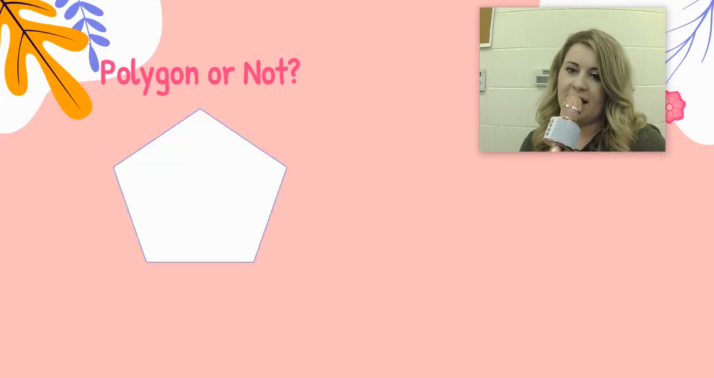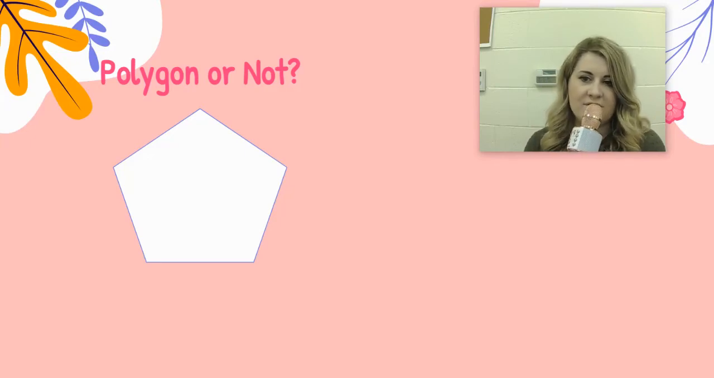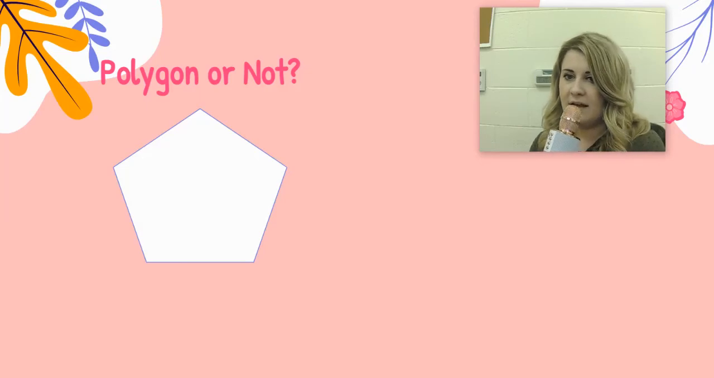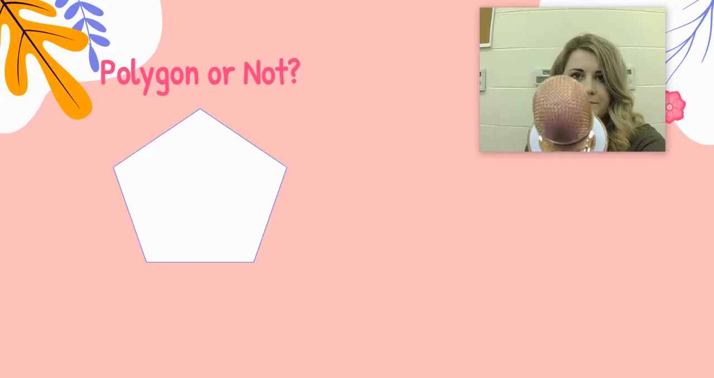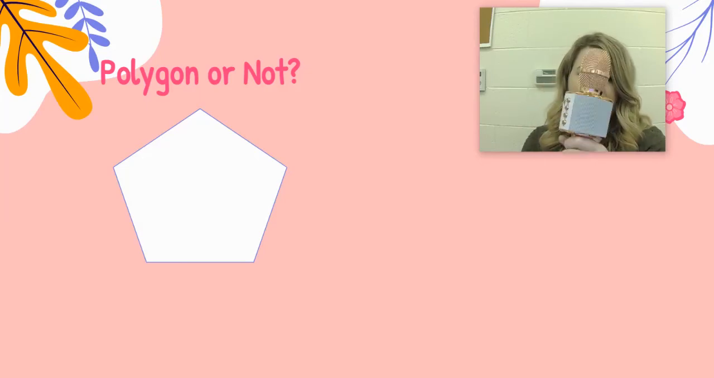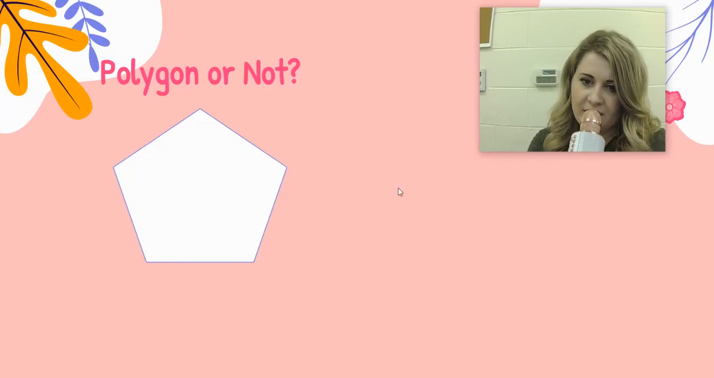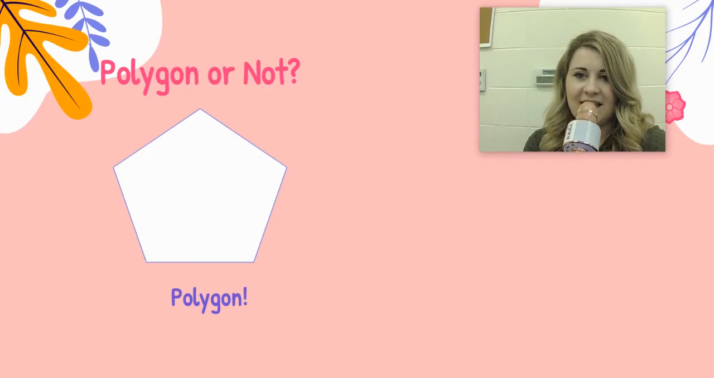All right, is this a polygon? We have a pentagon here. It has 5 straight lines. I see no curves. It's flat. What do you think? If you said polygon, let's see. You are correct. Excellent. Let's do a couple more.